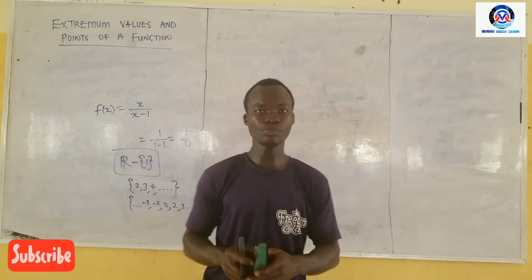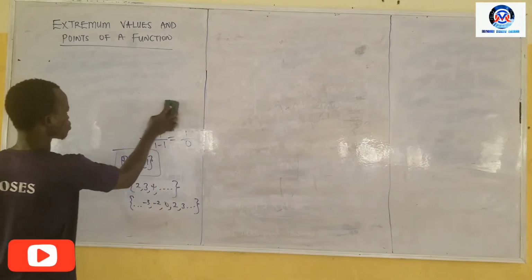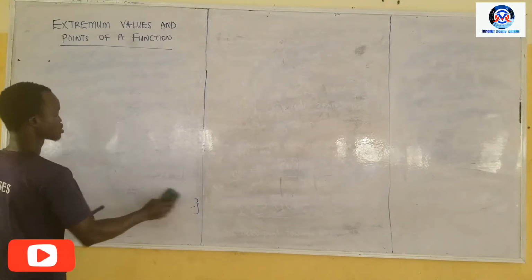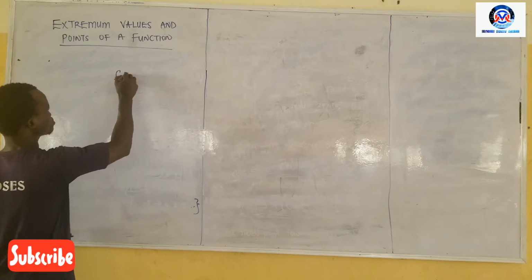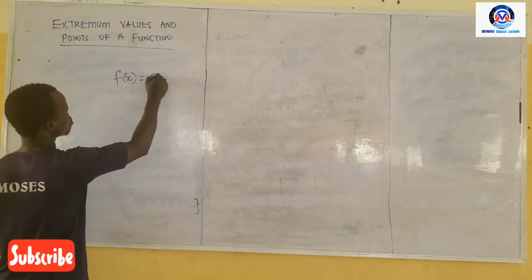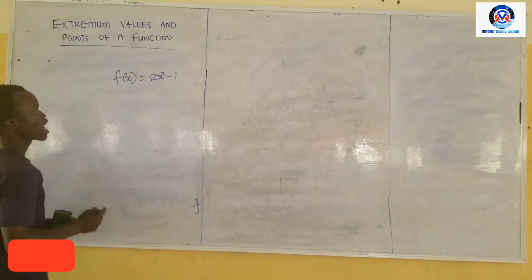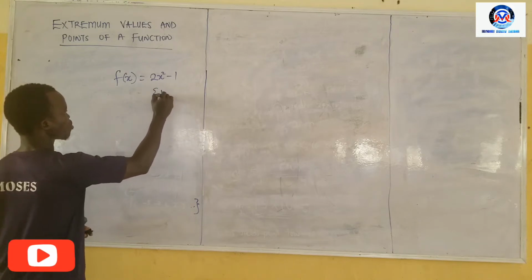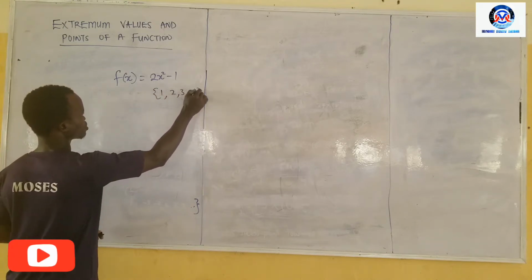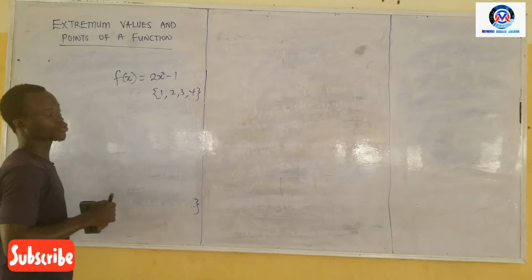So now, let's suppose we have a function f of x equal to 2x squared minus 1, and we have its domain to be 1, 2, 3, 4. Yes, we can call this the domain of this function. Why?